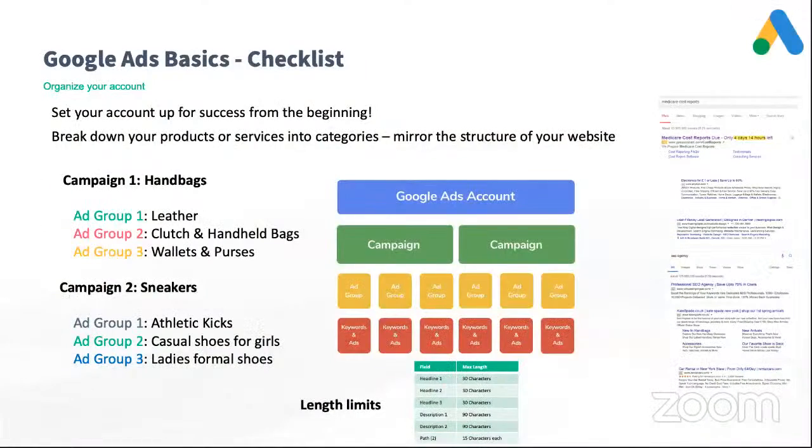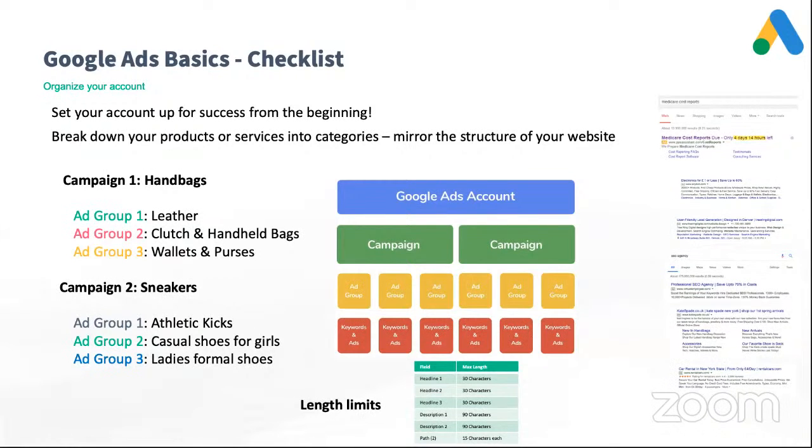So a basic checklist and a way to set up your account. I'm using handbags and sneakers here to illustrate. If you look at the diagram, at the top you've got your Google Ads account, and then you've got your 2 campaigns, and then you've got your ad groups, and then you've got your keywords and ads. So the way you want to set it up while you're planning it is, you want to run a campaign. In this case, there's a campaign on running leather handbags, and there's a campaign on running athletic sneakers.